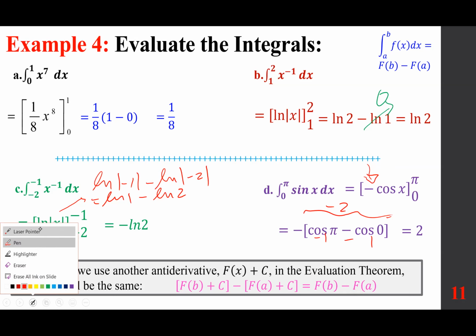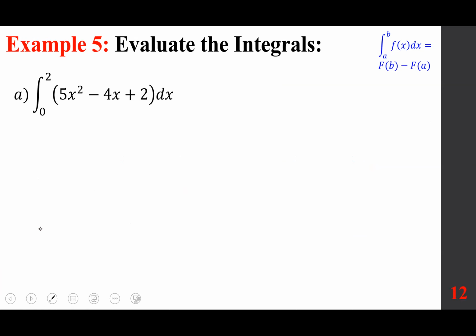So we are looking at definite integrals, which simply put, by the time we are done with them, they give us a number. So here's another example. We know the integration or anti-differentiation of this is 5/3 x cubed minus 4 divided by 2, that means minus 2x squared plus 2x. Since we are evaluating from 0 to 2, I don't need a constant. I'm assuming everybody can anti-differentiate by now easily.